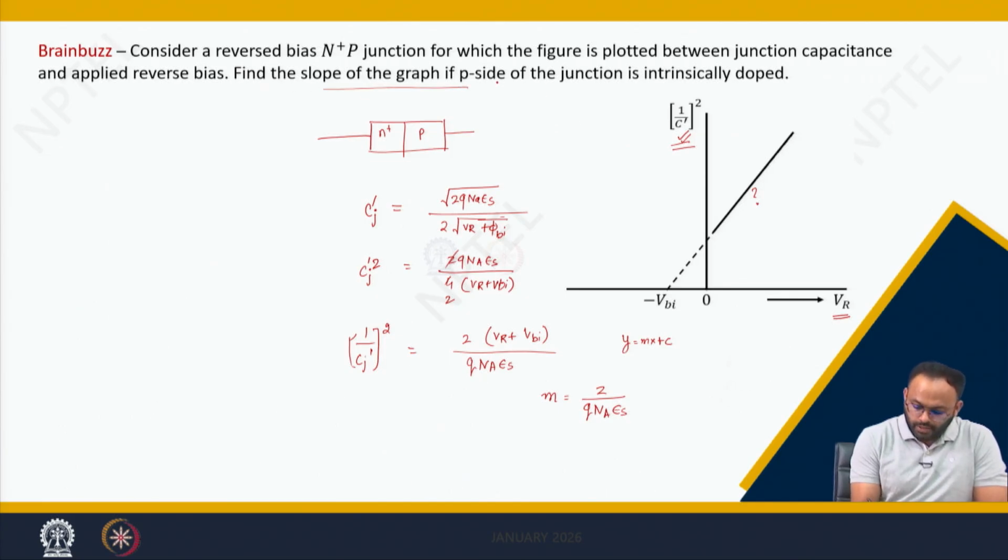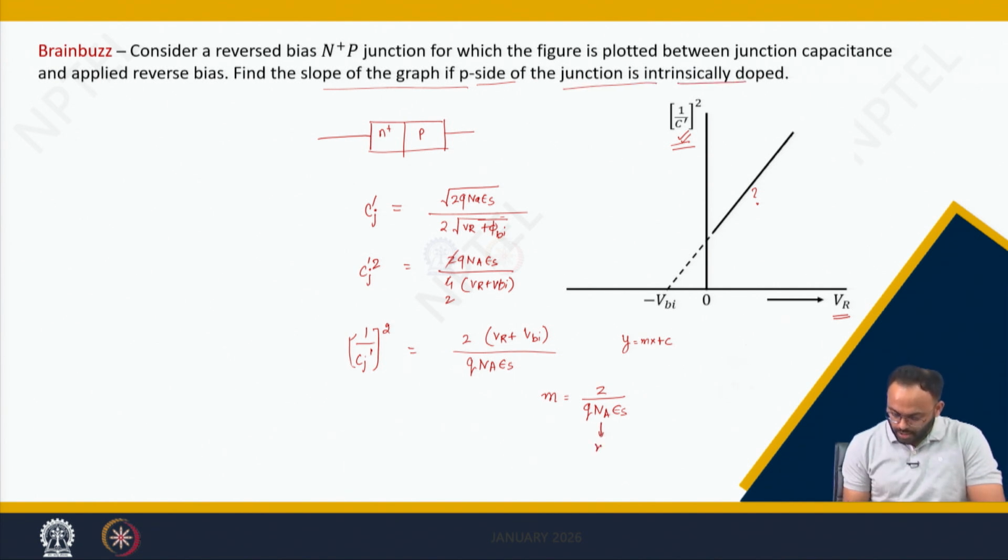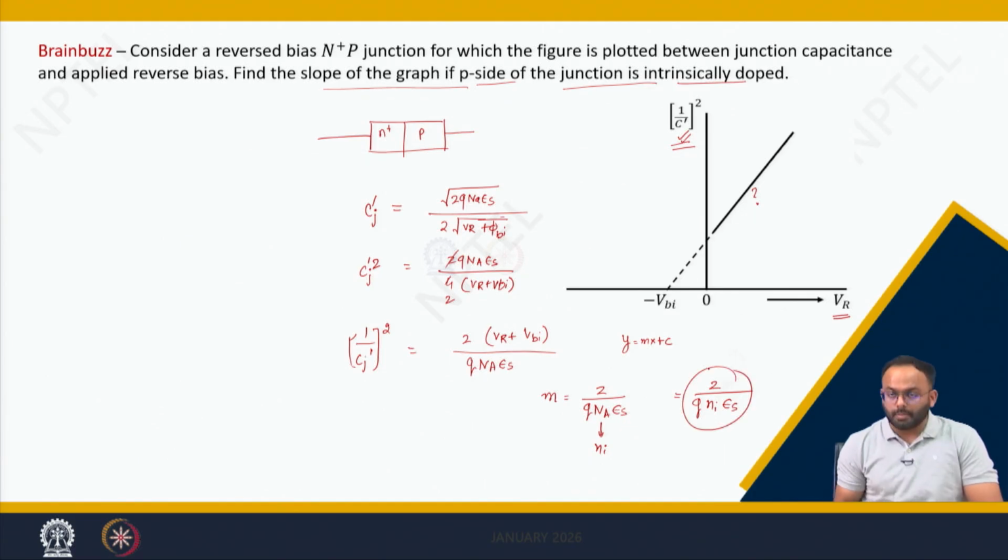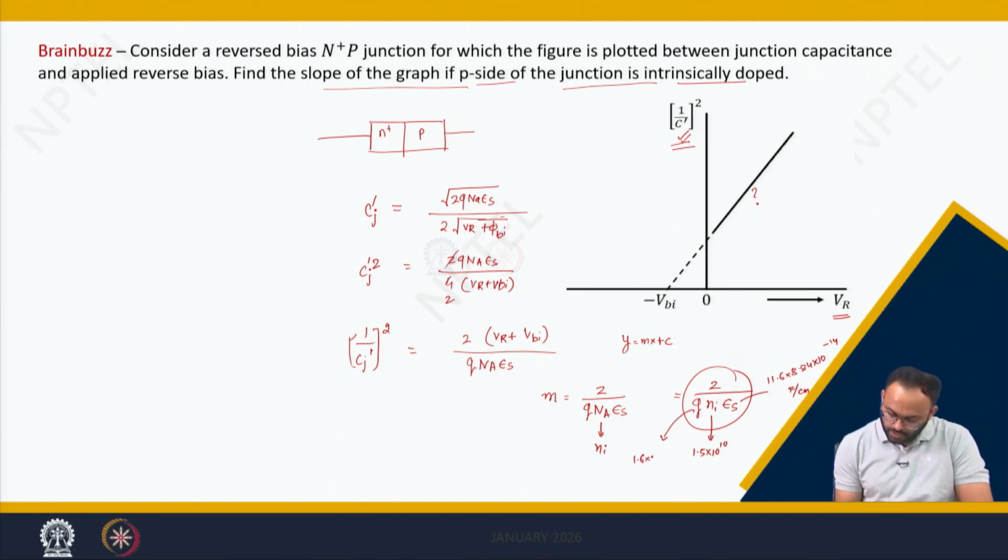It is written that we need to find the slope of the graph when the p side is intrinsically doped. It means Na is nothing but what? Ni. Then we can rewrite as 2 divided by q into Ni into epsilon s. So, we know all the parameters related to silicon: Ni is 1.5 into 10 to the power of 10, epsilon s is 11.6 into 8.854 into 10 to the power of minus 14 farad per centimeter, and q is 1.6 into 10 to the power of minus 19 coulomb. So, likewise we can calculate the slope of this graph.